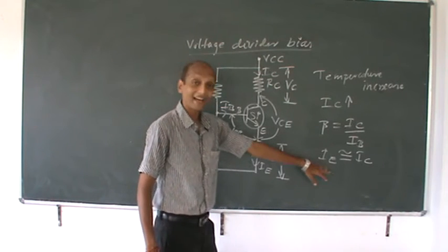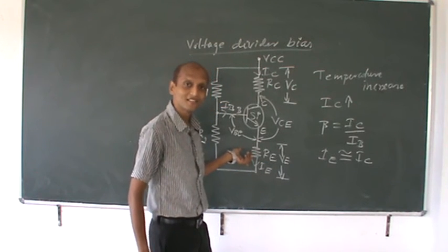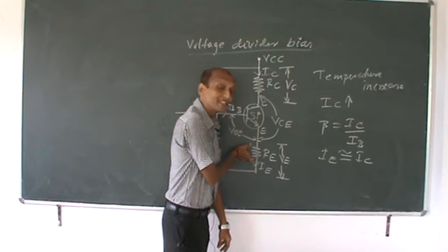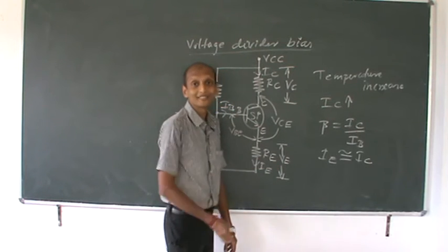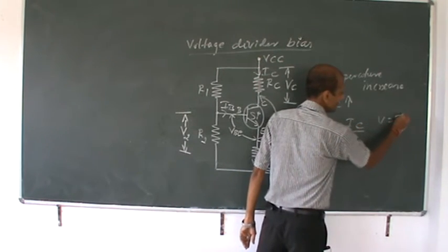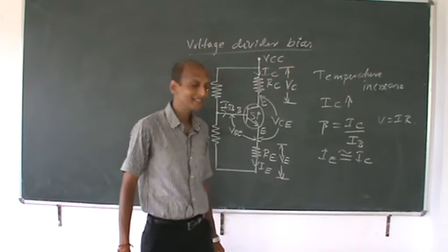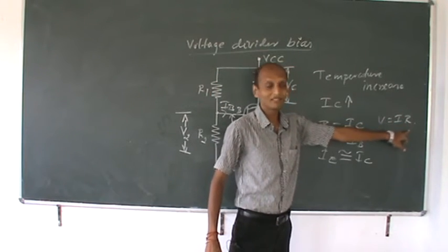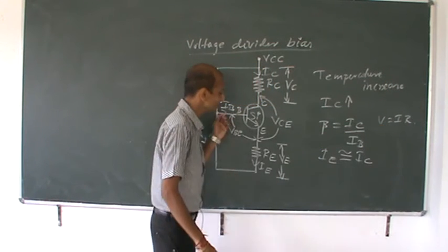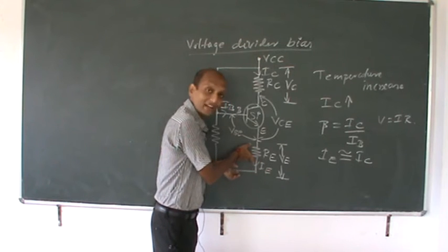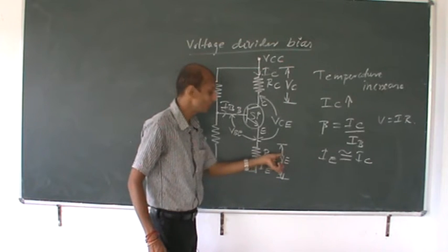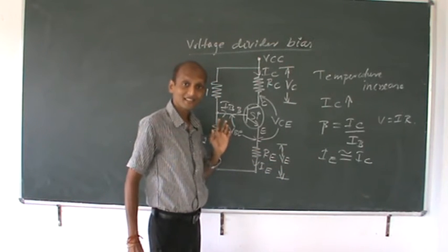When IE increases, what happens here? The voltage drop across your RE also increases, isn't it? We know that V is equal to I into R. As I increases, resistance will be constant, so V also increases. So when I increases, the voltage drop across your RE also increases. So VE increases, isn't it?